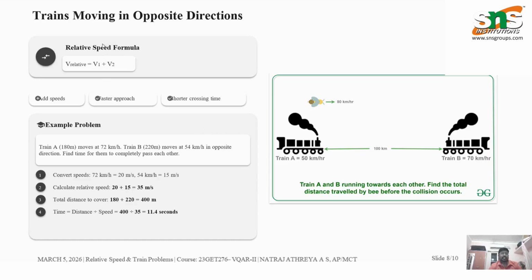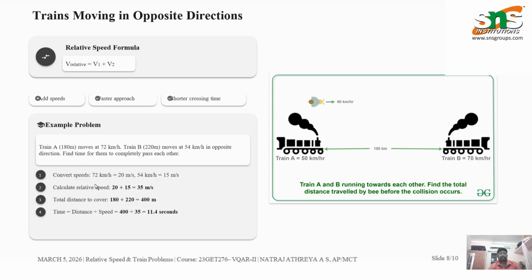Similarly, we have the relative speed problems where two objects are in opposite directions. Train A is 180 meters and moves at 72 kilometer per hour. Train B, that is 220 meters, moves at 54 kilometer per hour in opposite directions. We have to find the time taken for them to completely pass each other.